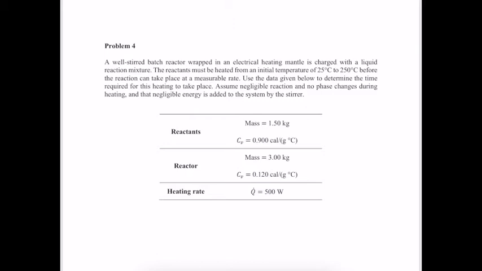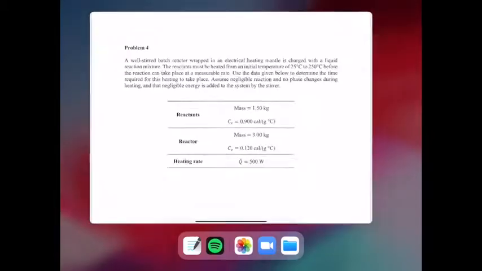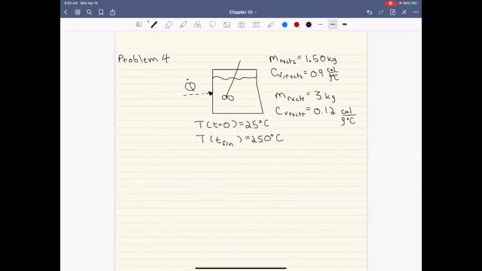So based on the information in this problem statement, I want you to use it to develop a process flow diagram. Pause the video here and do that. Using the information in this problem statement, we could develop a process flow diagram that looks like the one here.